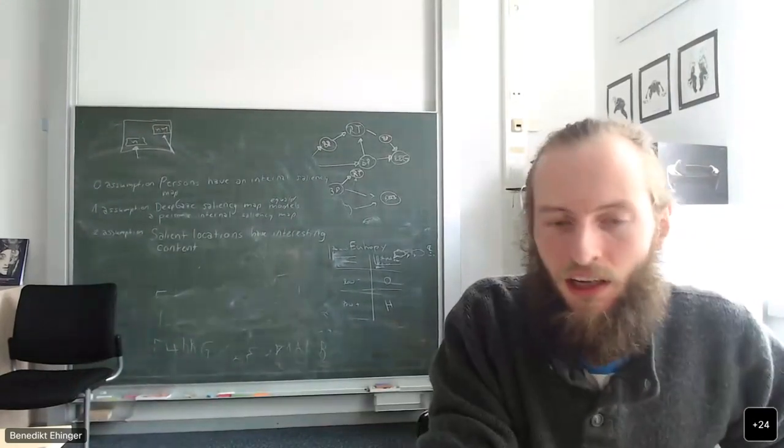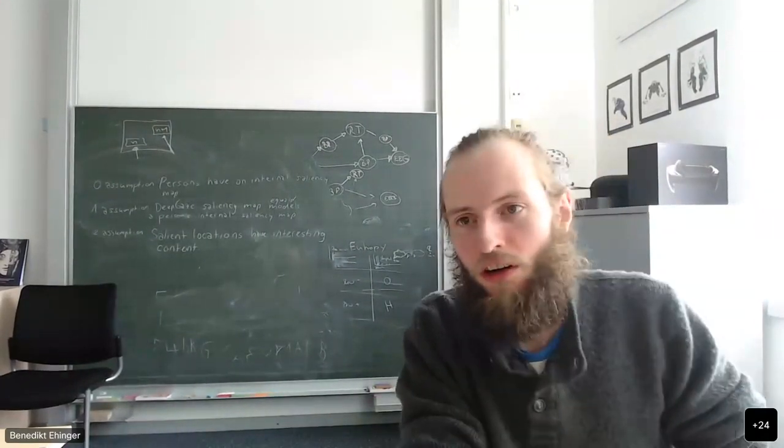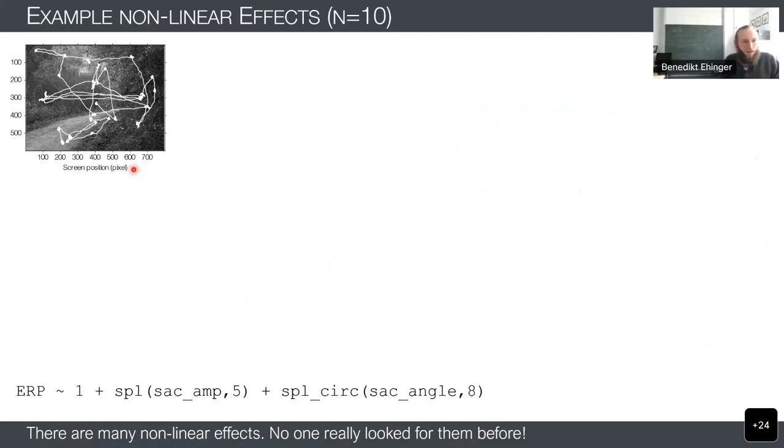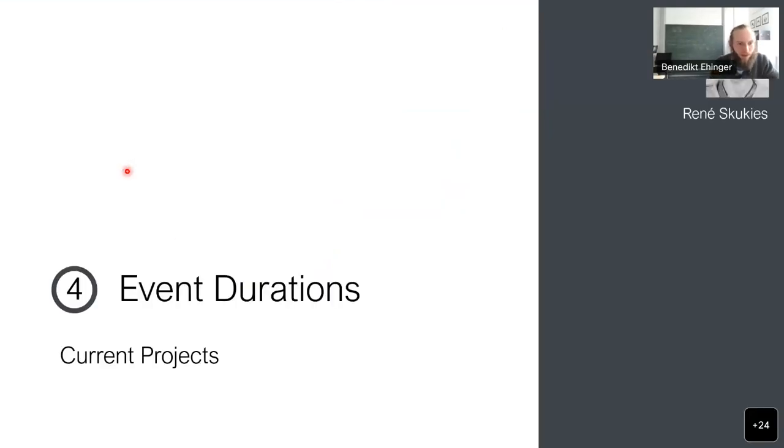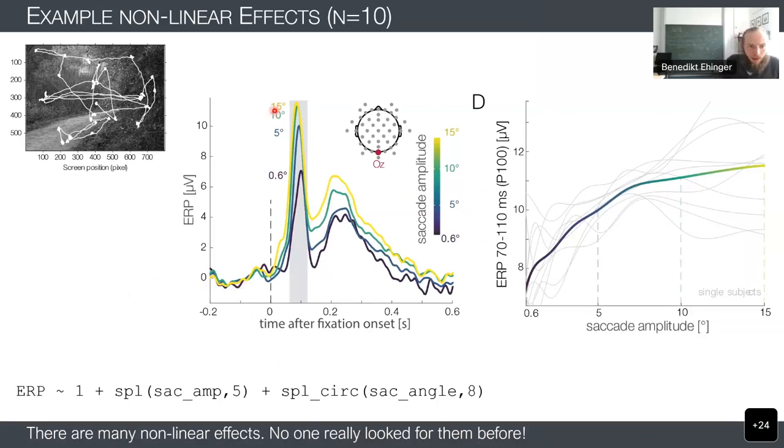Okay, cool. Just a very short example of how this looks in real life. Again, we have a free viewing experiment, because I like eye movements in EEG. Here, 0 is the fixation onset. This is an occipital sensor, and we have saccade amplitude as one of our predictors. You can see that this P100, the first peak here, has a nonlinear relation, because the distance is 5 degrees, again 5 degrees, again 5 degrees, but here it barely makes any difference to go from 10 degrees amplitude of your eye movements to 50 degrees, but here it's a huge difference, right?